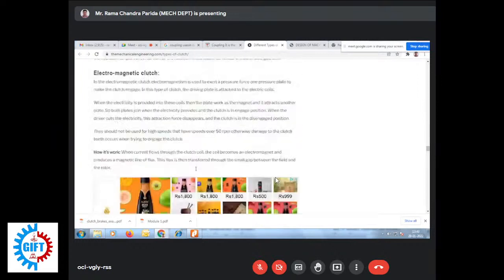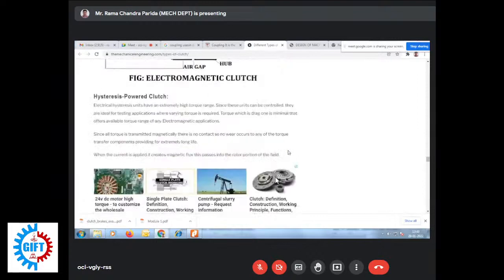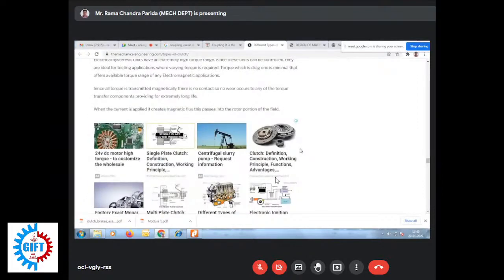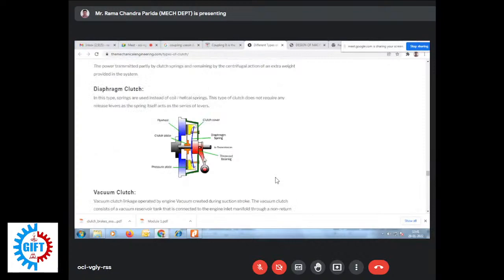Okay, so this is all about the clutch: the positive clutch and the types of friction clutch, your single plate, multi-plate, cone, and also centrifugal. Semi-centrifugal is not in your syllabus.